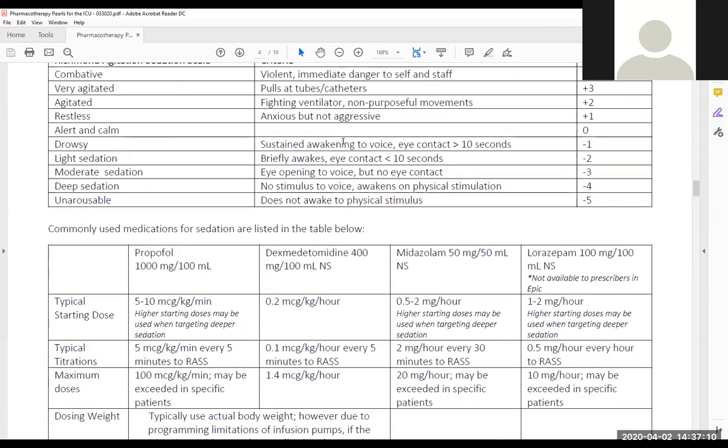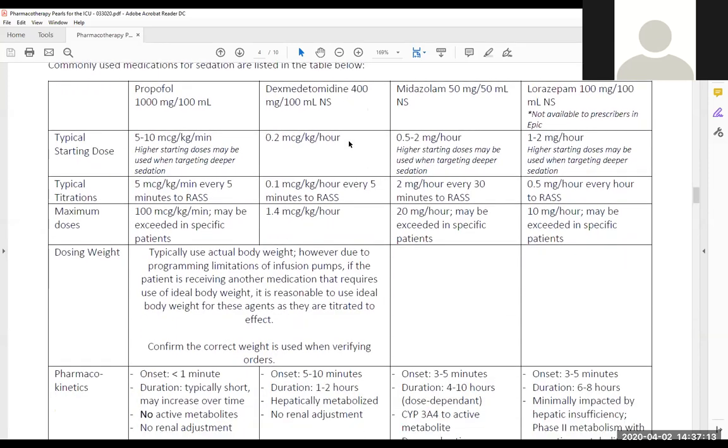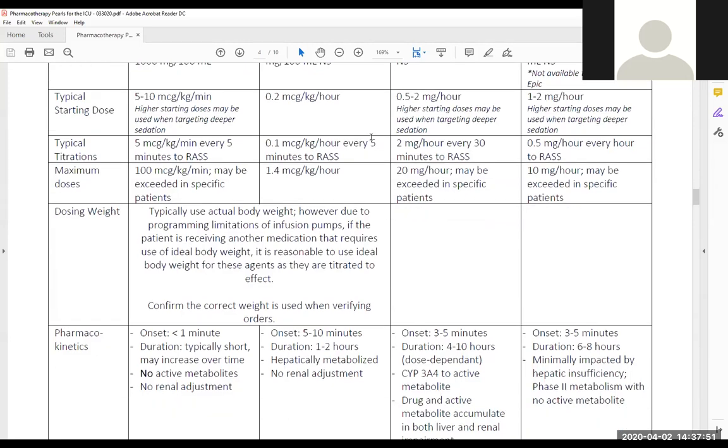As I mentioned before, this is the RASS scale, and these are our most commonly used sedatives: propofol, midazolam, and maybe we'll see more and more lorazepam and dexmedetomidine. Typically, what I want to highlight is these drugs use actual body weight for dosing, but because pumps are in short supply, you might notice that we'll have to dose these drugs off of ideal body weight to match our paralytics. That's okay because we're going to be titrating these drugs to effect, but it's important to keep that in mind because you might see that they're on seemingly high doses of the drug, which then back-calculate based on their actual body weight to a reasonable dose.